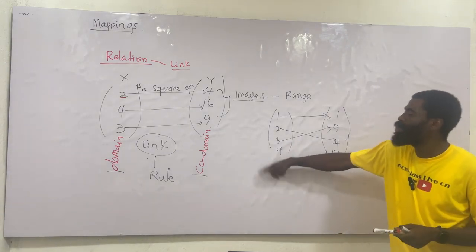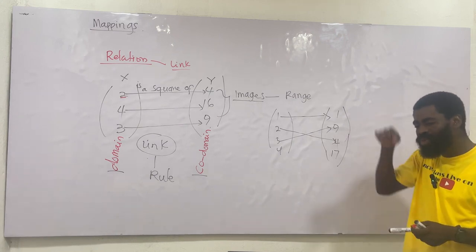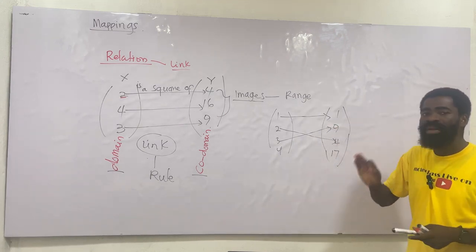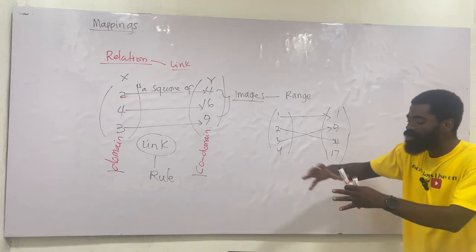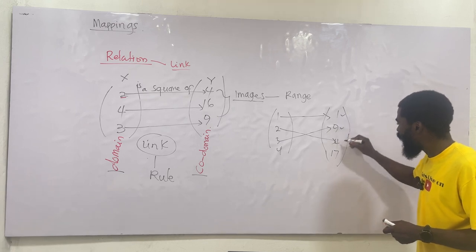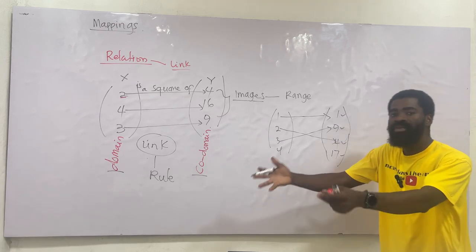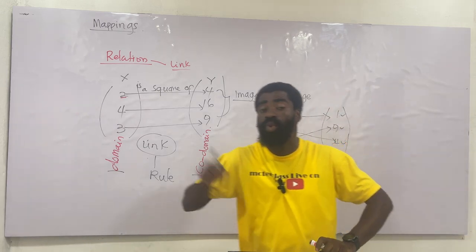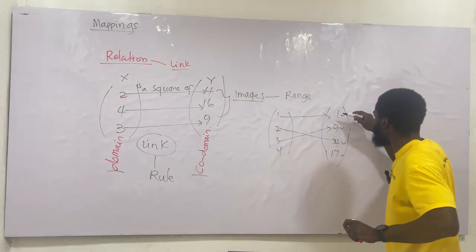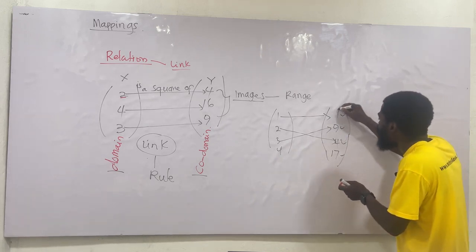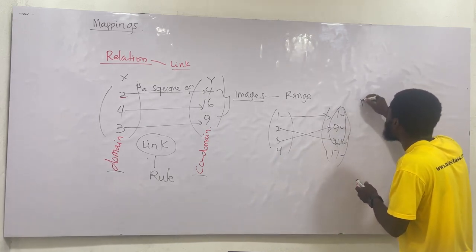All those that are mapped onto in the codomain are referred to as images. A collection of the images gives you the range. So these are the codomain values: 1, 9, 4, 17. No problem. But we want those that are mapped onto by a value from the domain. Which ones are those? This, that, and that. So we collect them and they become the images. A collection of the images will give us the range.